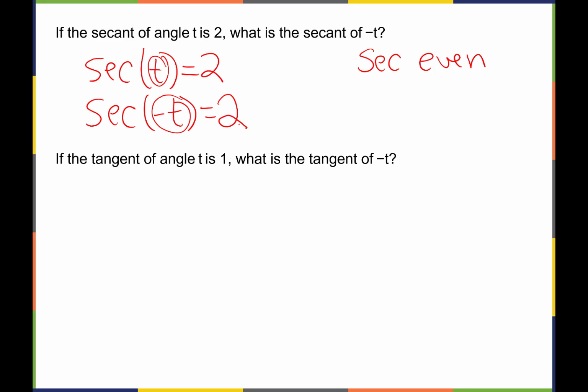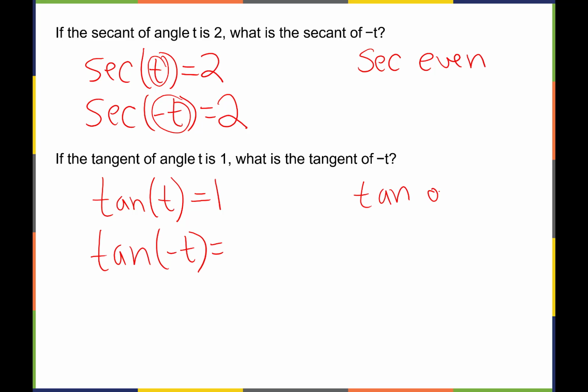Now looking at the second example, it's saying tangent of angle t is 1. What is the tangent of negative t? I know the tangent is an odd function. That means if I switch the sign of my input, my output needs to switch signs as well. So if I go from t to negative t, my output needs to change signs as well. So this needs to be a negative 1. So the tangent of negative t is equal to negative 1.